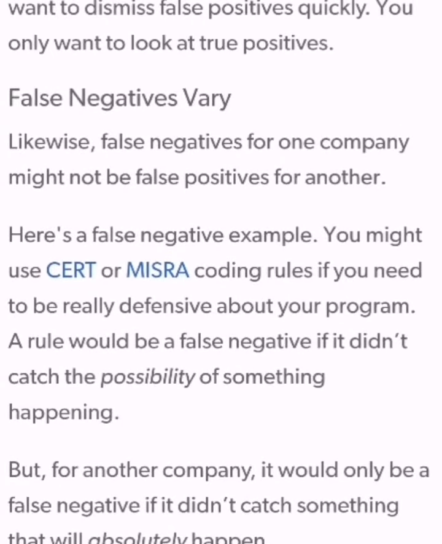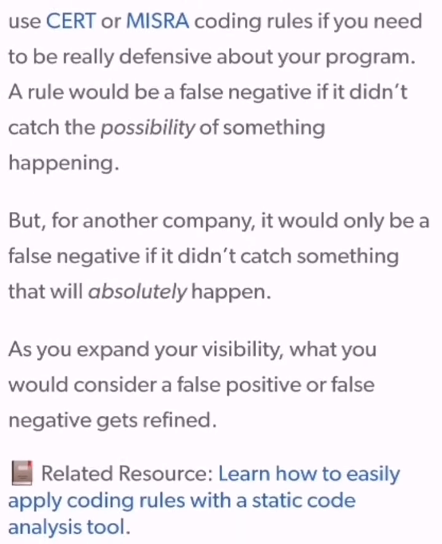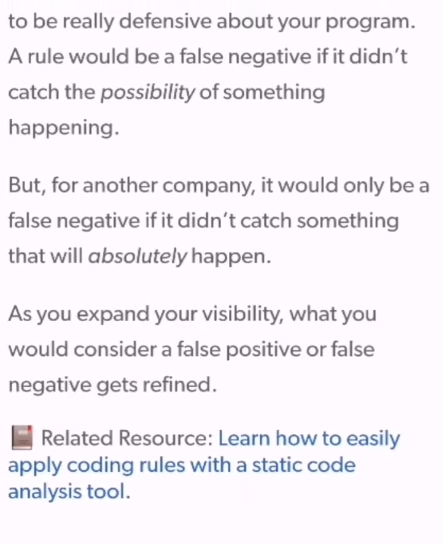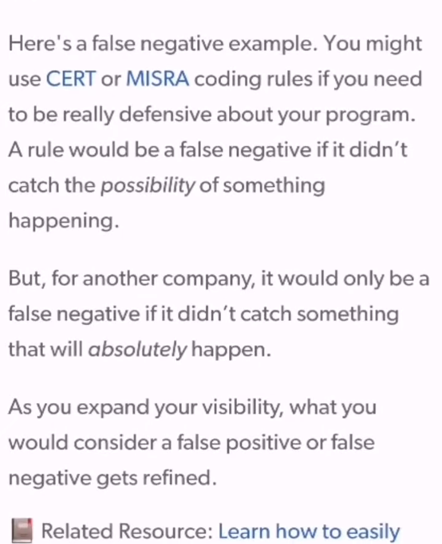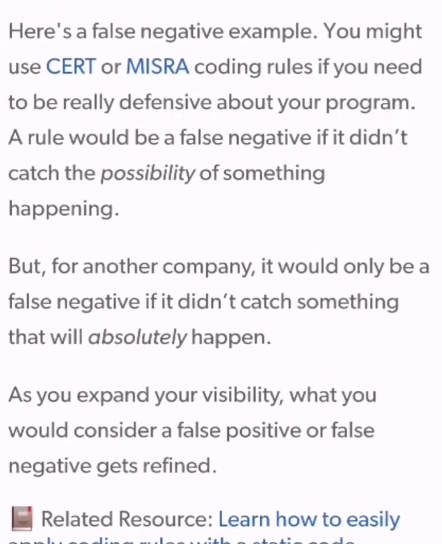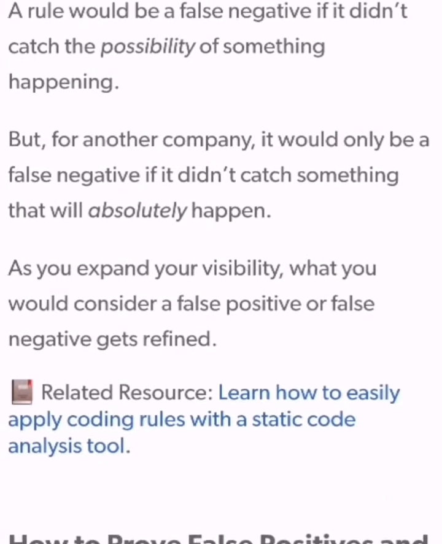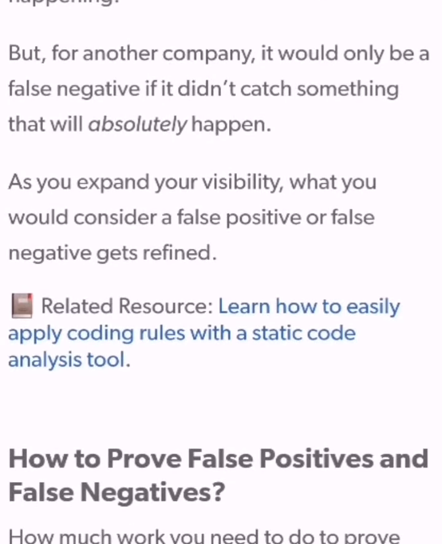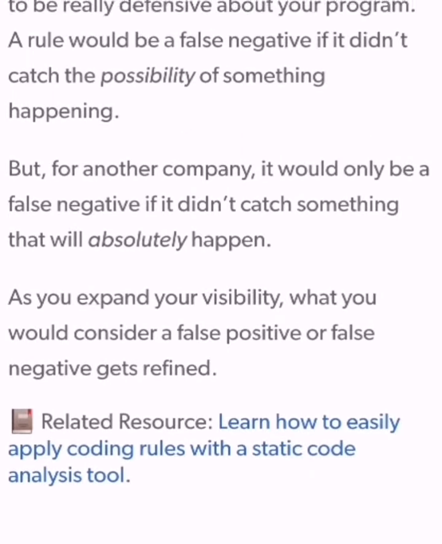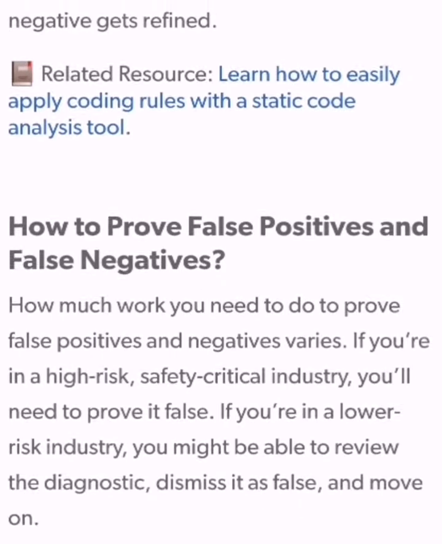False negative worry. Likewise, a false negative for one company might not be a false negative for another. Here is a false negative example. You might use the CERT and MISRA coding rules if you need to be really defensive about your program. A rule could be a false negative if it didn't catch the possibility of something happening, but for another company, it would be a false negative if it didn't catch something that will absolutely happen.